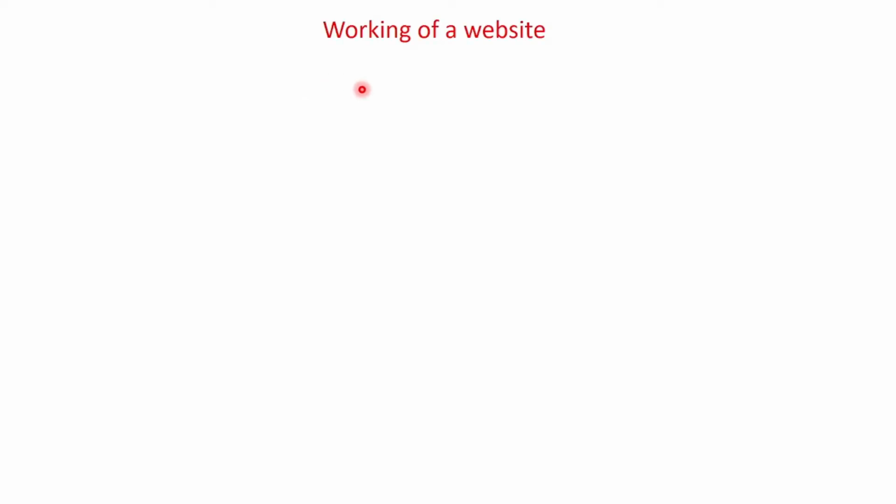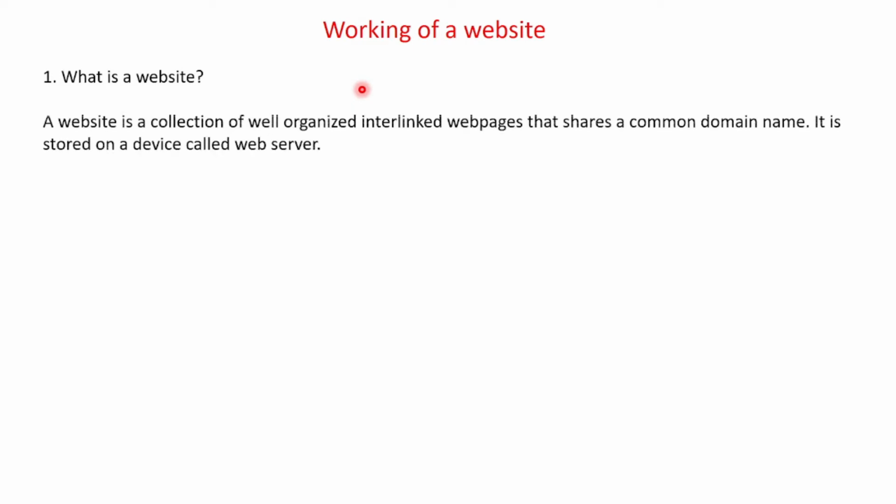So first, to understand how the website works, we need to understand what is a website. Now if you know a little bit beforehand, then it will be very easy for you that a website is a collection of well organized interlinked web pages. Now, what does that mean? That means that you will have several web pages. Okay. If we take example of facebook.com, then you will have several web pages.